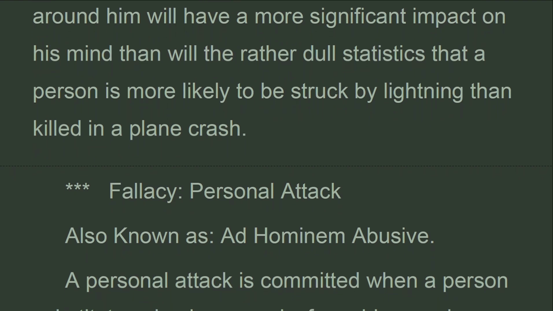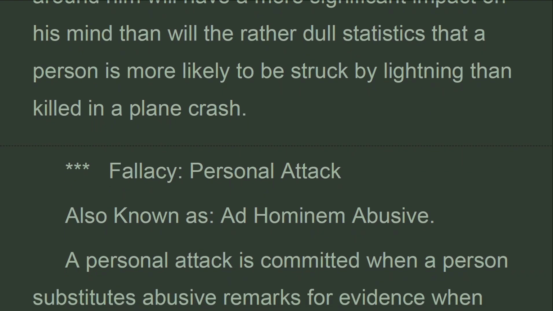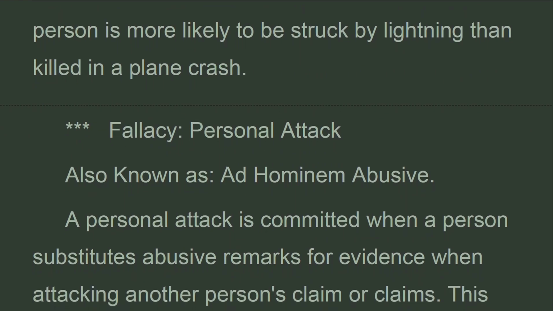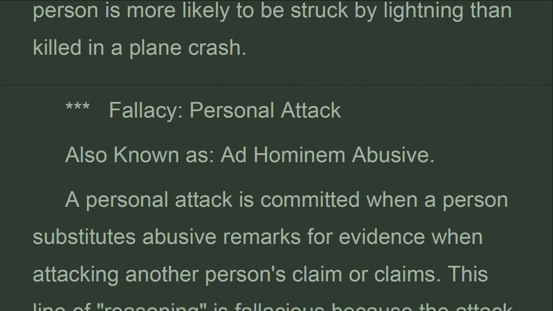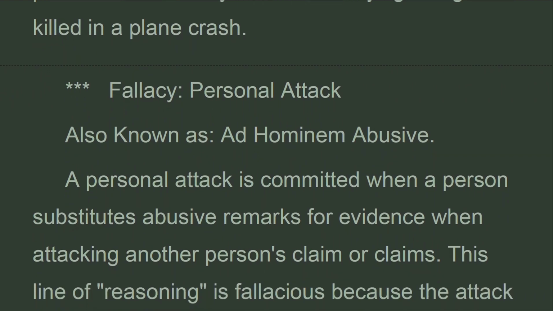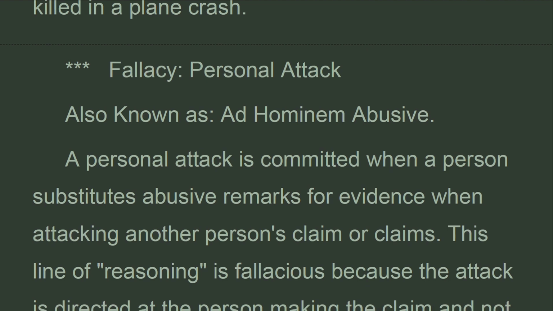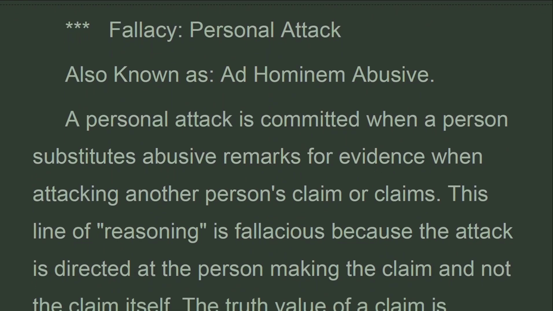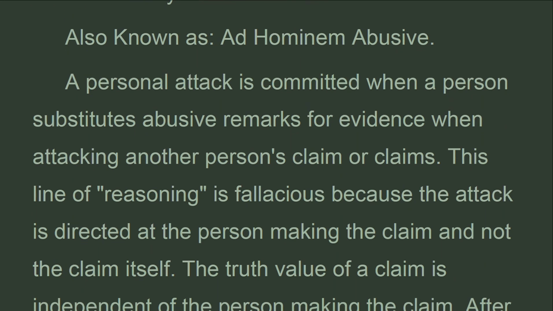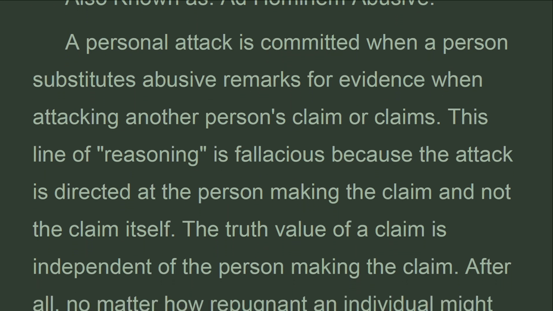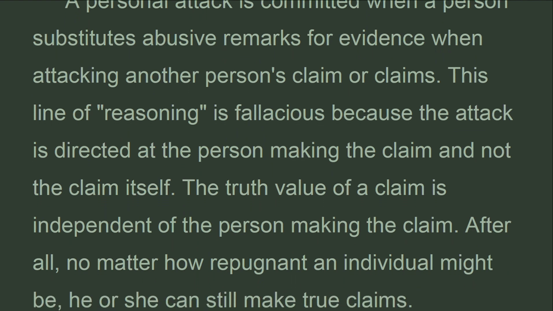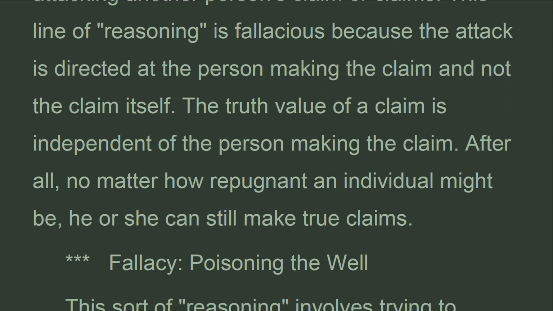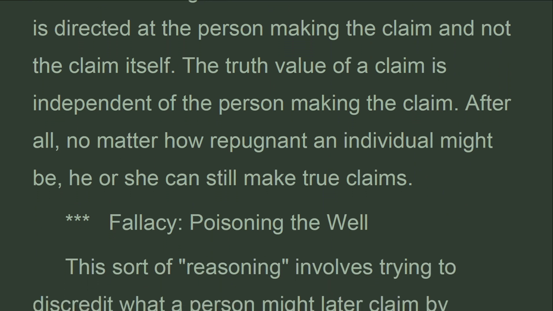Fallacy: Personal attack. Also known as ad hominem abusive. A personal attack is committed when a person substitutes abusive remarks for evidence when attacking another person's claim or claims. This line of reasoning is fallacious because the attack is directed at the person making the claim and not the claim itself. The truth value of a claim is independent of the person making the claim. After all, no matter how repugnant an individual might be, he or she can still make true claims.